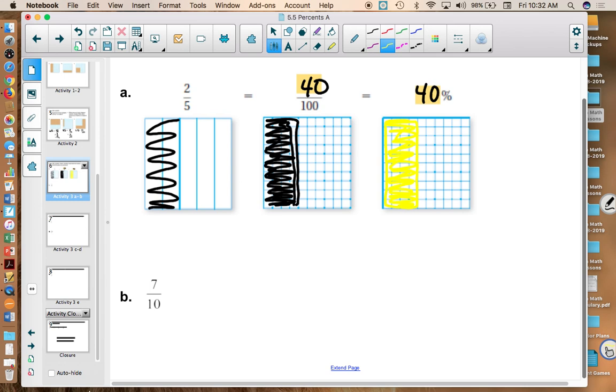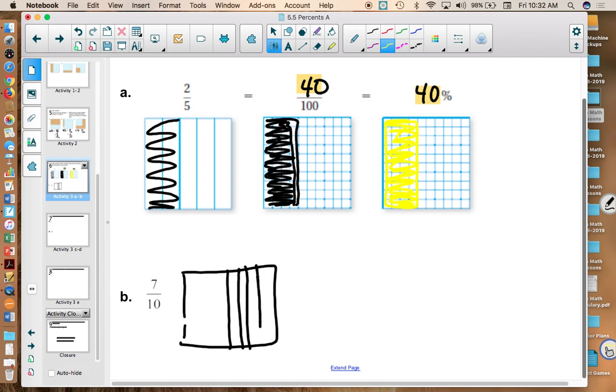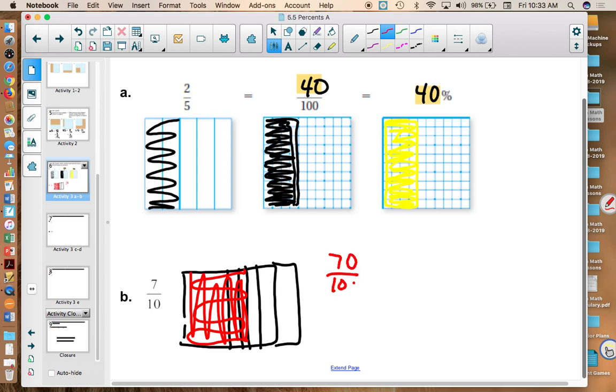Okay, so if I'm doing 7/10, 5, 6, 7, 8, 9. One more. That's what I did. Okay, so I'm going to shade 7 of them. I'm going to go like this. Okay, you agree? I got 7/10. Now, the 70 tenths, because that's our next one, right? 70 100ths.